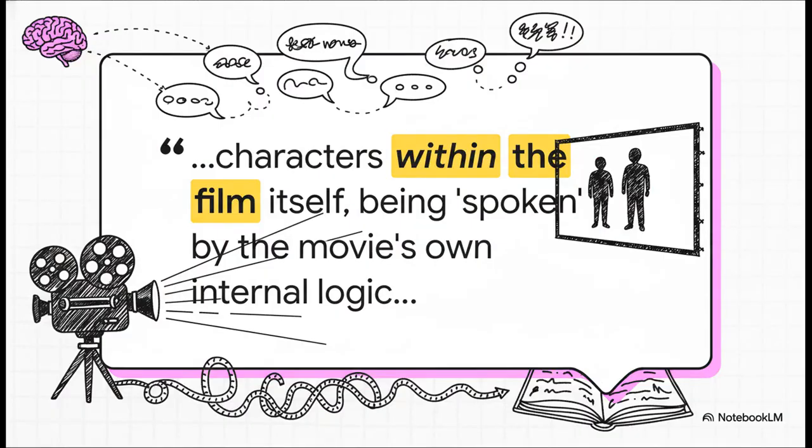But wait, it gets even wilder. The archetypal psychologist James Hillman took this idea and ran with it. He said, forget being the audience and forget being the projectionist. According to him, we are actually characters in the movie. And language? Language is the script. We are being spoken by the movie's own internal logic, following a script we never even wrote.